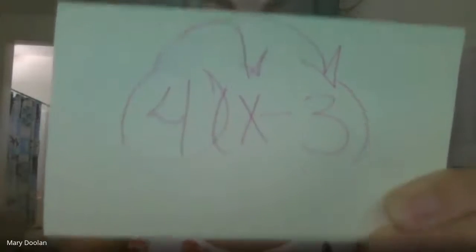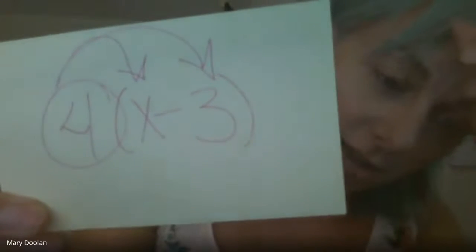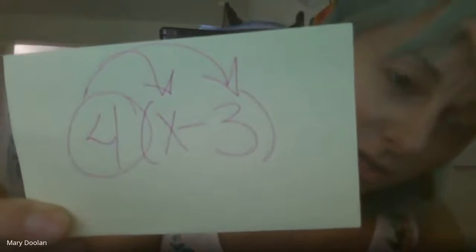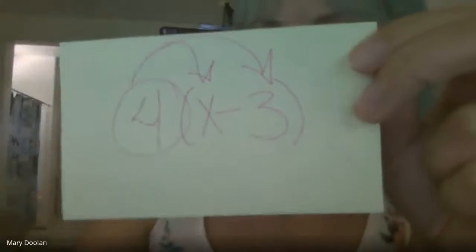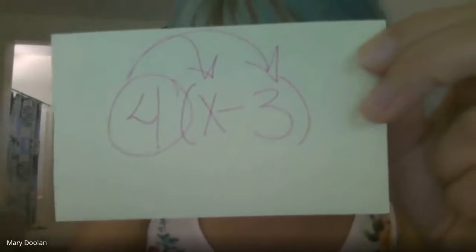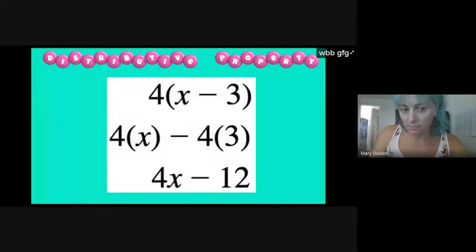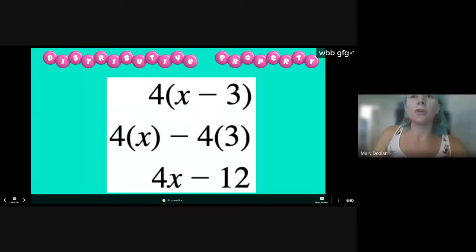So this is another way, maybe you've seen distributive property before, where you circle the factor on the outside and then you draw arrows coming into each factor on the inside. You have to make sure you multiply with everything on the inside. All right, so it becomes 4x minus 12.